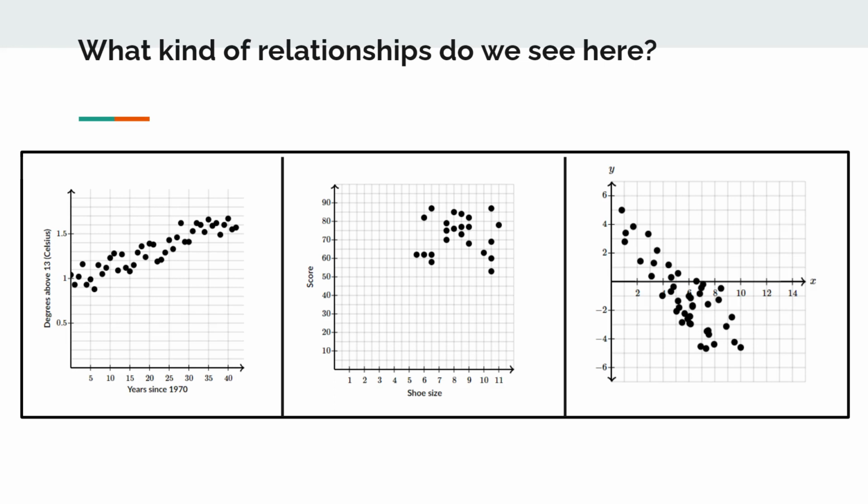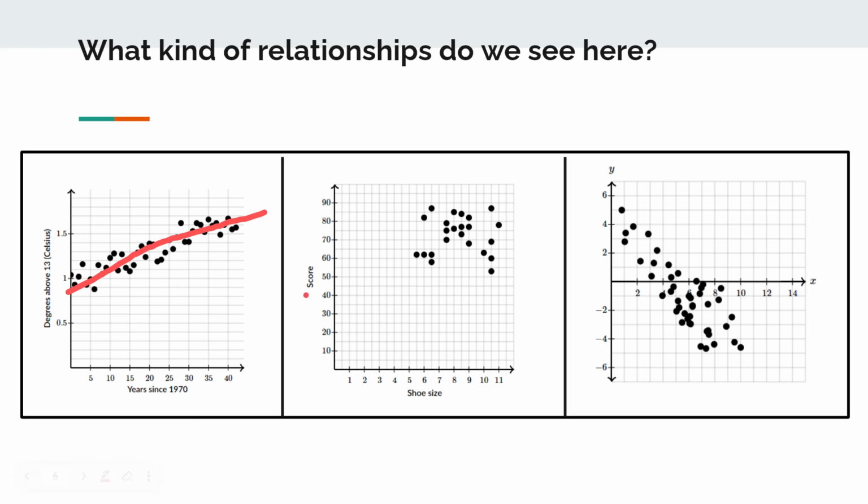All right. So these are what our relationships would typically look like, right? So this one here is talking about the degrees above 13 degrees Celsius. So this one, our line of best fit looks like it would be right here. So this would be a positive relationship.